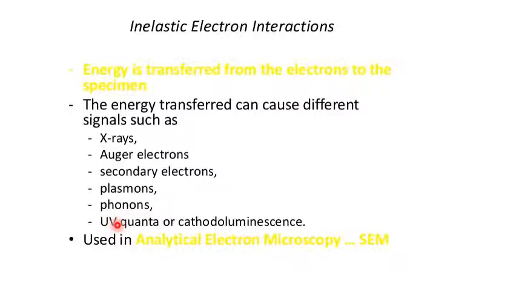UV radiation quanta are produced, UV photons are produced, or cathodoluminescence is produced. Cathodoluminescence happens when the electrons strike a luminescent material. The material should be the specimen, when the specimen is luminescent. So when the electron strikes the luminescent material, the material will show fluorescence, and this type of signal is called a cathodoluminescence signal. And this inelastic electron interaction is used in analytical electron microscopy, that is SEM. SEM is a type of electron microscopy, that is scanning electron microscopy.